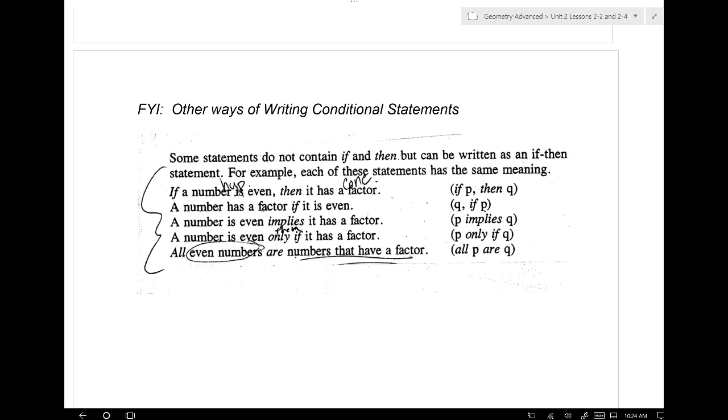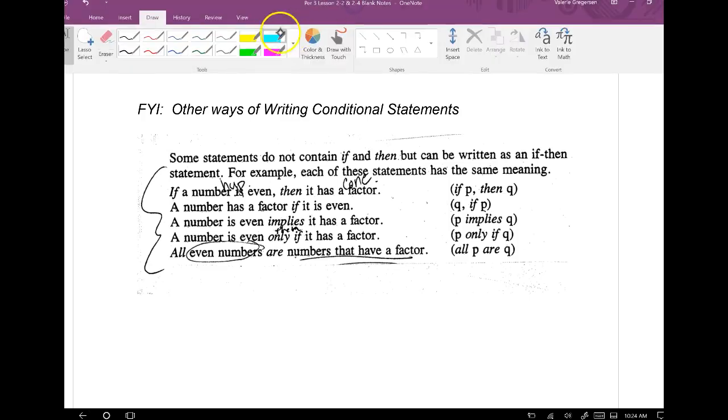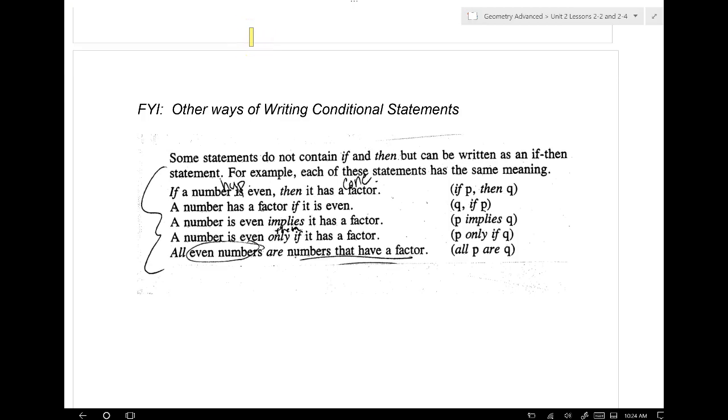So let's just let our hypothesis here always be in yellow. I'm going to highlight it in yellow just so it makes sense. Now, the very first one makes sense to all of us. If a number is even, then it has a factor. Is that true? That's a true statement, right? So it's very much the if P, then Q. Notice the switch, and it's still a conditional statement. A number has a factor if it is even. So notice there's your hypothesis this time. It was written last, but is it still the hypothesis? Yes. Then the next one, a number is even implies it has a factor.